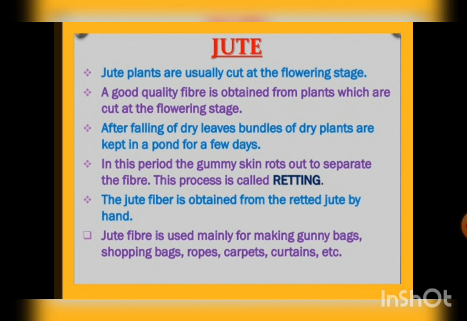The jute fiber is obtained from the plants which are kept immersed in water for some days. In this period, the gummy skin rots out and separates the fiber. This process is called retting.